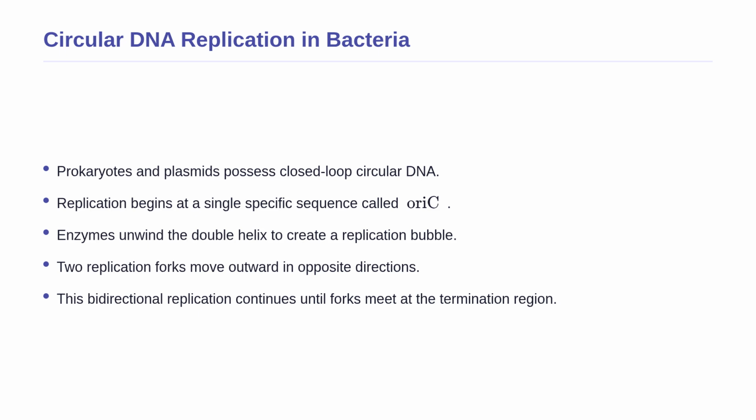The process starts at a single specific location, known as the origin of replication, or OriC. From there, the DNA unwinds, forming a replication bubble. Two replication forks travel bidirectionally around the circle until they meet at the termination region. This elegant simplicity allows single-celled organisms to reproduce at astonishing speeds without losing any genetic information.